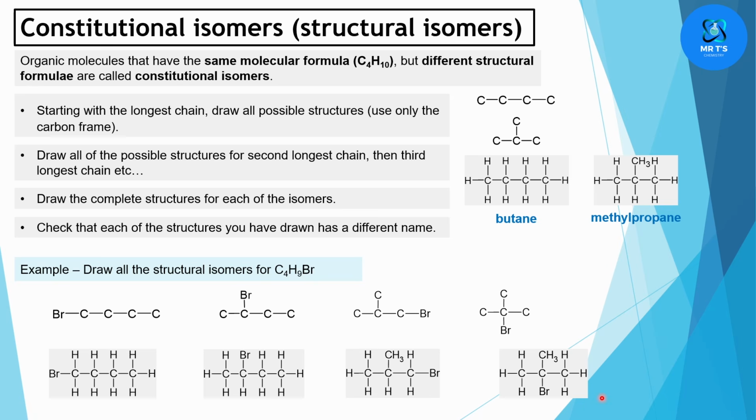Now when I name these, they should have completely unique names. The first one is 1-bromo-butane. The second one, 2-bromo-butane. We started quite well. The third one is 3 carbons in a row, a methyl group and a bromo group. Remember, we write the bromo first, so it's 1-bromo, 2-methyl propane. And the last one is 2-bromo, 2-methyl propane.